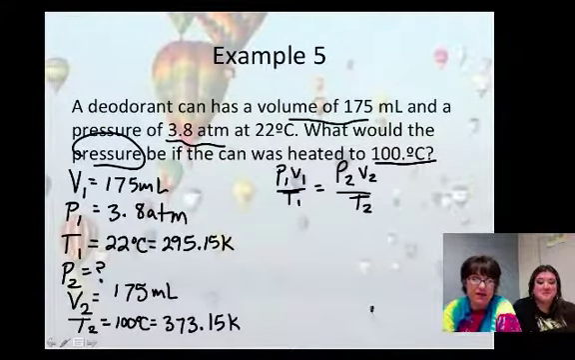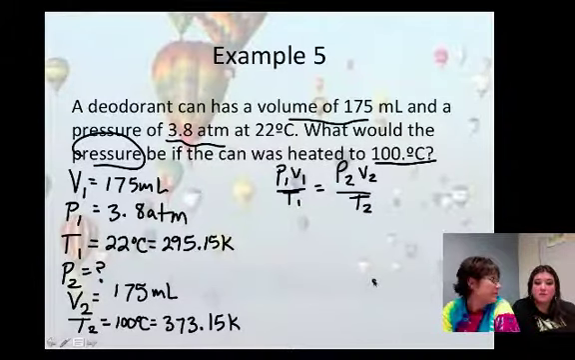Here's our combined gas law. So we're solving for P2. Do you want to solve the equation first, or do you want to put numbers in and then solve? Do you have a preference? Let's put the numbers in first.